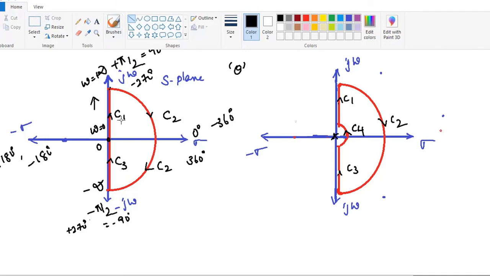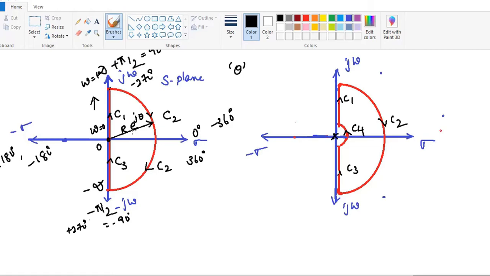Here, there is a radius of this arc, that is section C2. That radius is represented by the letter capital R. According to the polar plot concept, this radius is the magnitude of the transfer function, and it has a certain phase angle also. That phase is represented by e to the power of j theta. So R is the magnitude, and e to the power of j theta is the phase of this particular section.